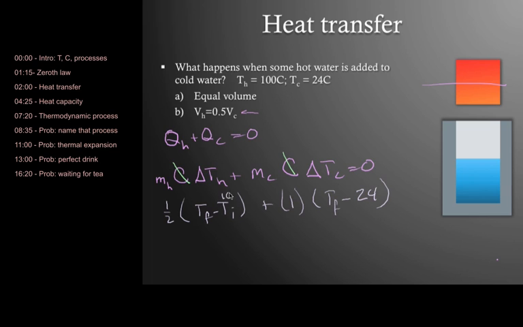So this T initial is 100. So we're just going to solve for T final. So we have 1/2 plus 1, so that's 3/2 T, and then here we have 1/2 times 100, so that's minus 50, and then minus 24 equals 0. So this tells us that 3/2 T has to equal 74. So then T is going to be equal to 74 times 2 divided by 3, and this is going to be about 49 degrees Celsius.